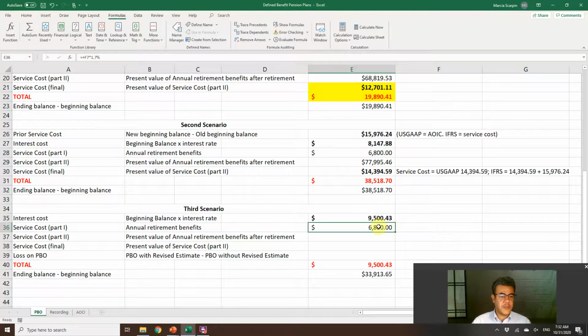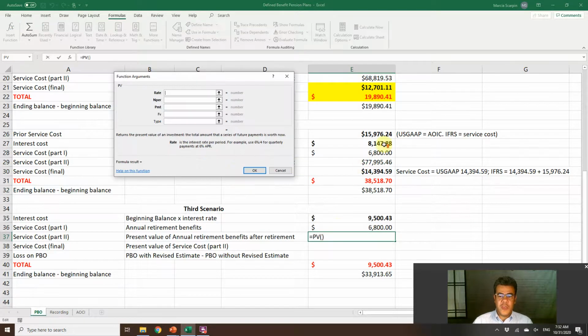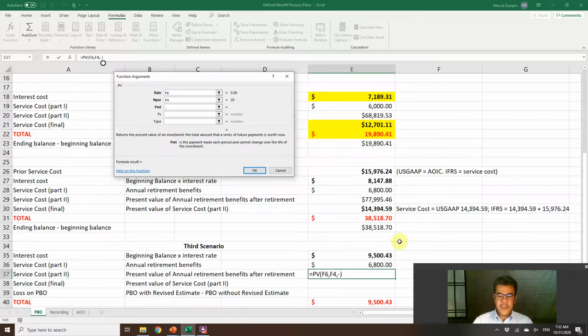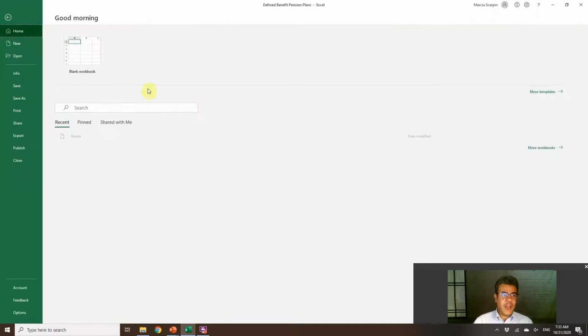Okay, it was supposed to be here. Okay. And service cost is the present value of this additional year to the years to when he retires. So rate 6%, number of periods 20, PMT negative 68. 77. Finally, the final service cost is the present value of this 77.